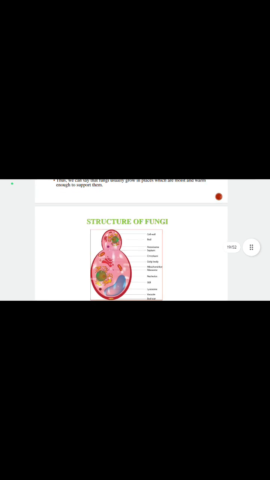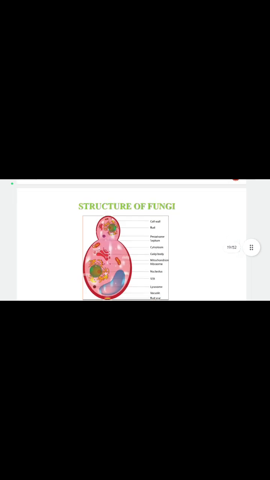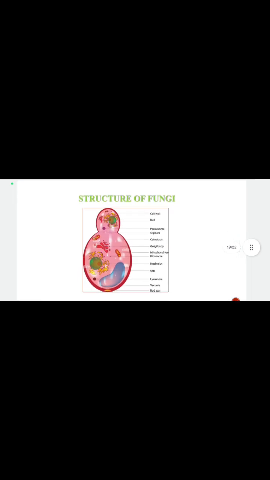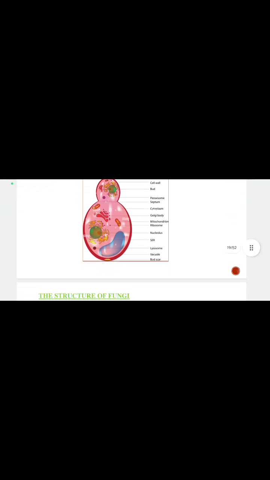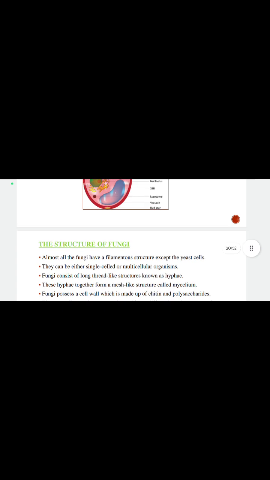This is a structure of fungi. This is the outer cell wall and the bud, peroxisome, septum, cytoplasm, Golgi bodies, mitochondrion, ribosome, nucleolus, ER, lysosome, vacuole, bud scale, etc. Mitochondria are what produce energy, and proteins are produced here. Then we can move to the structure of fungi.